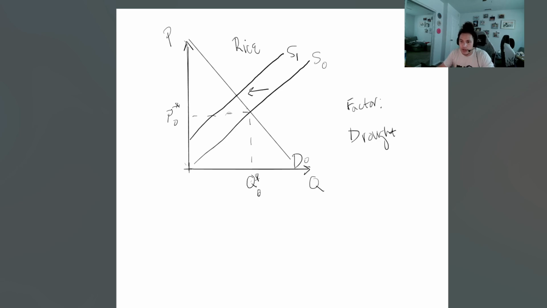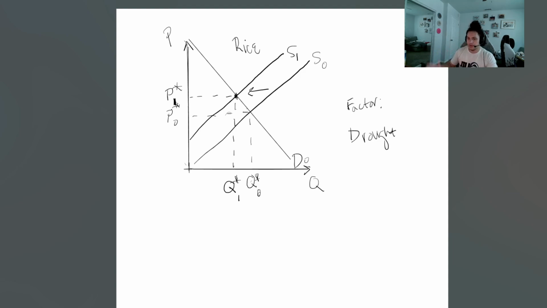At that new supply, the new equilibrium is now at the intersection of my new supply, indicated by S1, and my initial demand curve at D0. Important to note that we're only working with single shifts when we're drawing our figures. So, at this new supply, I have a new corresponding equilibrium quantity, and I have a new equilibrium price here at P1 star. So both of them are indicated by new subscripts, P1 here and Q1 down here.